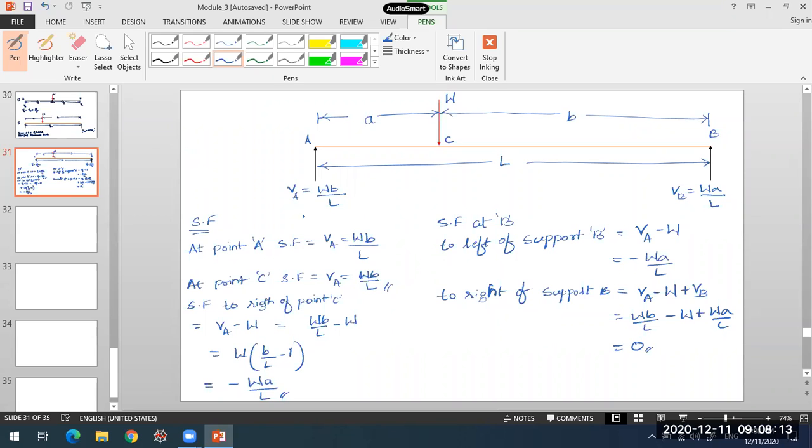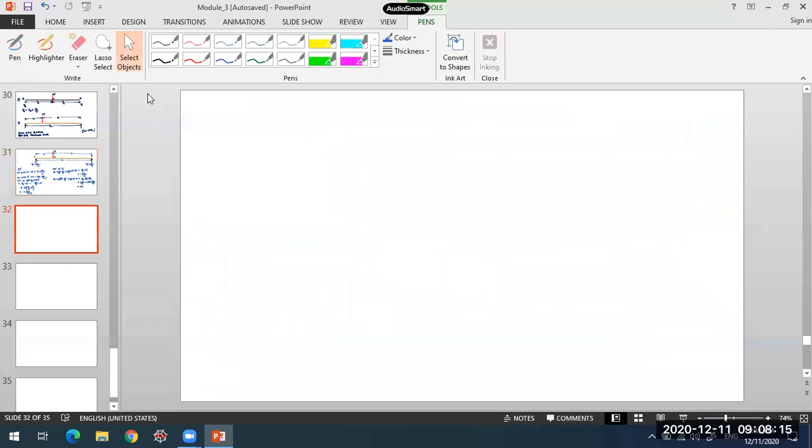Now moving ahead with the calculation of bending moment values. At point A, you will have bending moment as 0. You can say point A or support A also.